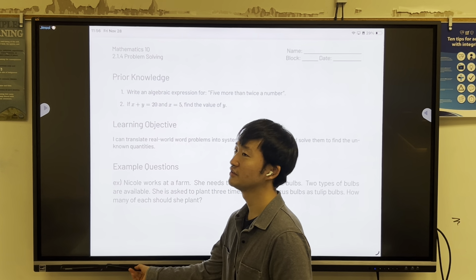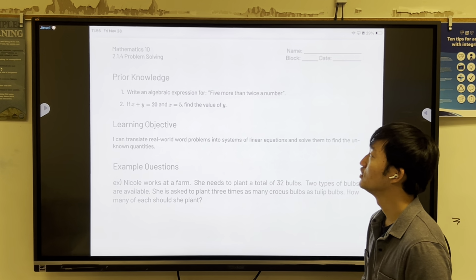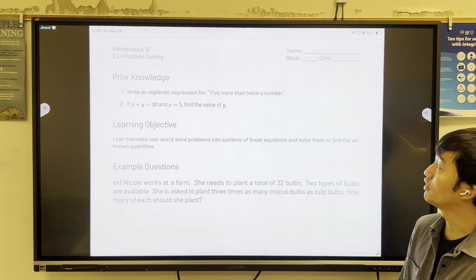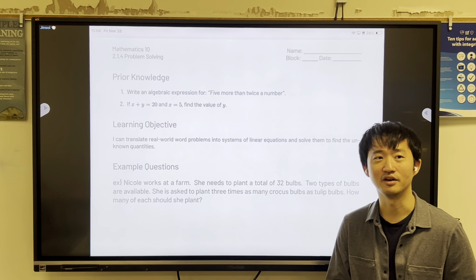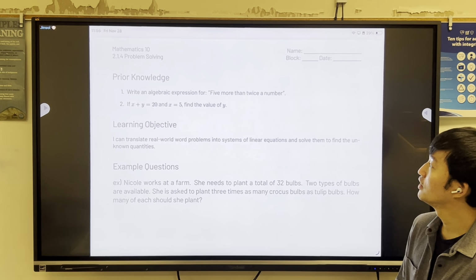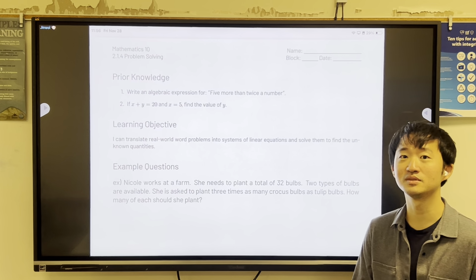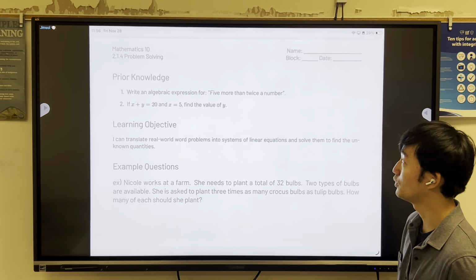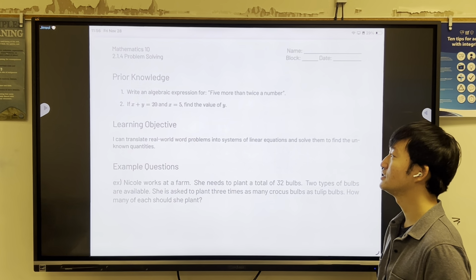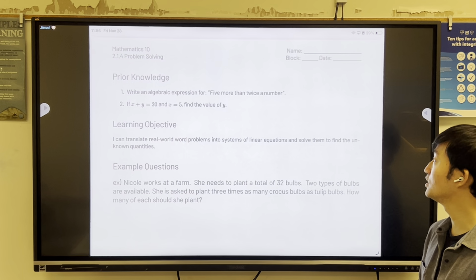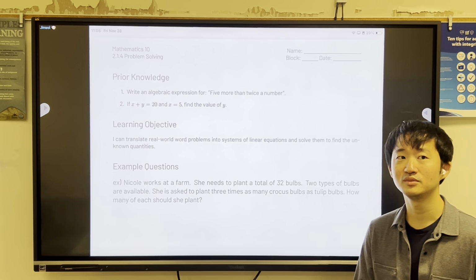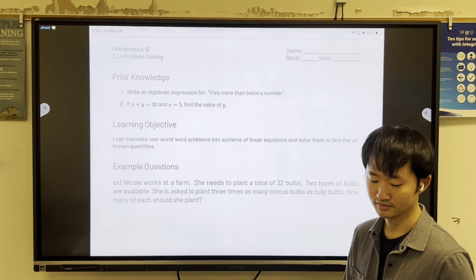Before we get started, there is some prior knowledge that you need. You need to understand and write an algebraic expression for 5 more than twice a number, and be able to solve systems of equations such as x plus y equals 20 and x equals 5, and find the other variable. The objective is that you can translate real-world word problems into systems of linear equations and solve them to find the unknown quantities.